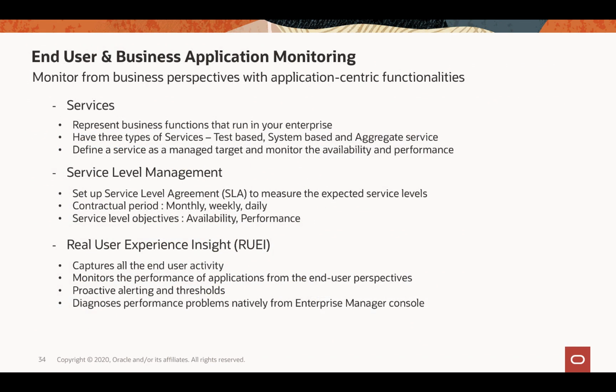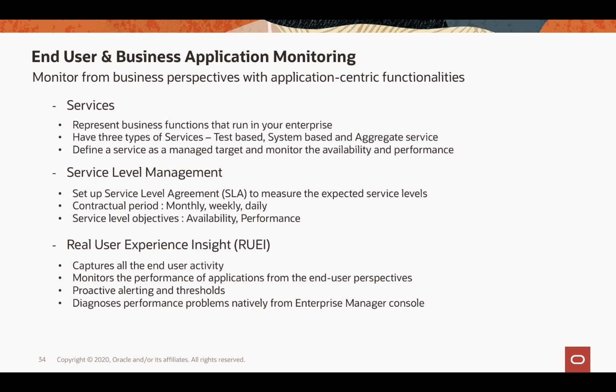Okay, so that was about generic monitoring. Now I would like to shift our focus a little towards business application monitoring. Enterprise Manager has integrated application-centric functionalities, which are services, service level management, and Real User Experience Insight. Service is one of the target types in Enterprise Manager. This can be any business function that is useful for you, and you define that as a service and monitor it with Enterprise Manager. A service could be a system-based service, which is a group of related targets, or a test-based service, which can be based on a REST API, SOAP-based web services, or a SQL query, for example.